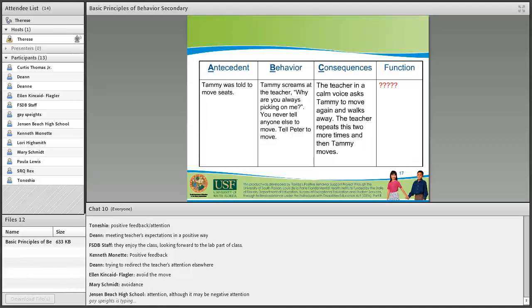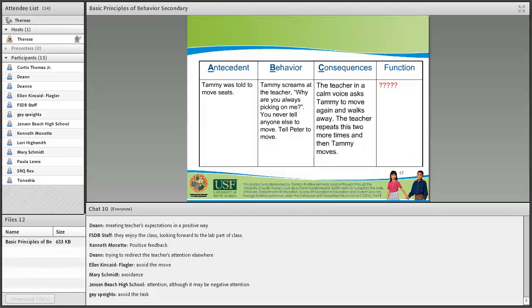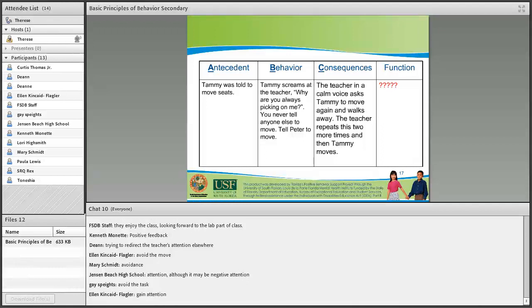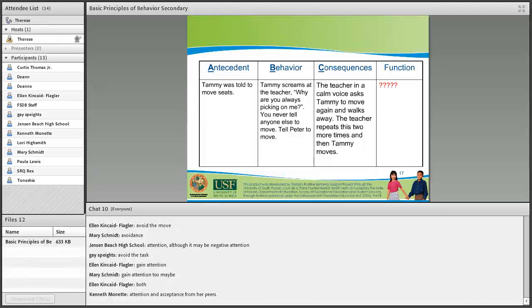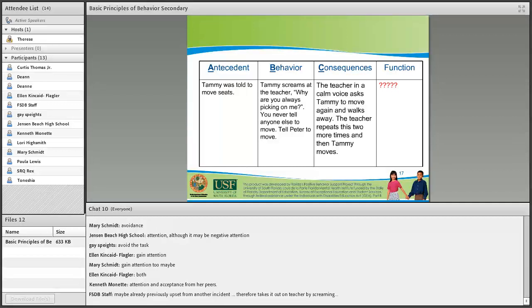So if we look at what happens right after the behavior, the teacher states in a calm voice, "Please move," and then walks away. So the teacher has to do it a couple more times, and then Tammy moves. So she does gain attention from the teacher by doing that. But she also gets to avoid whatever that task or activity is for a little bit longer. She may have learned that the teacher has a certain number of times, if she can push it 2 times, and then she won't get into too much trouble.